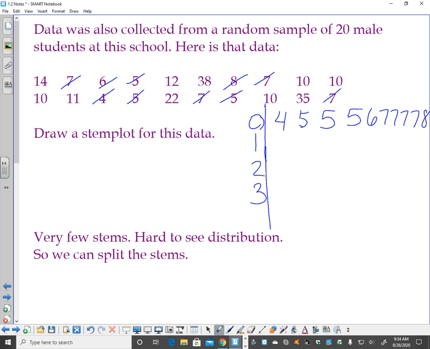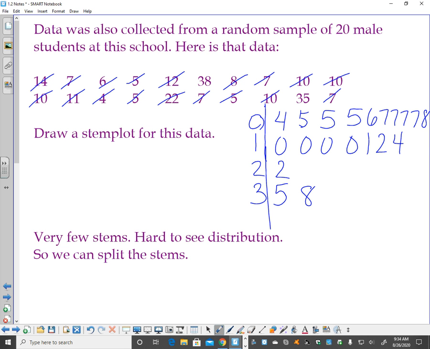For my 1s, I see 10s. 1, 2, 3, 4. 1, 2, 3, 4. An 11. And a 12 and a 14. And for my 2s, I see a 22. And for my 3s, I see a 35 and a 38.